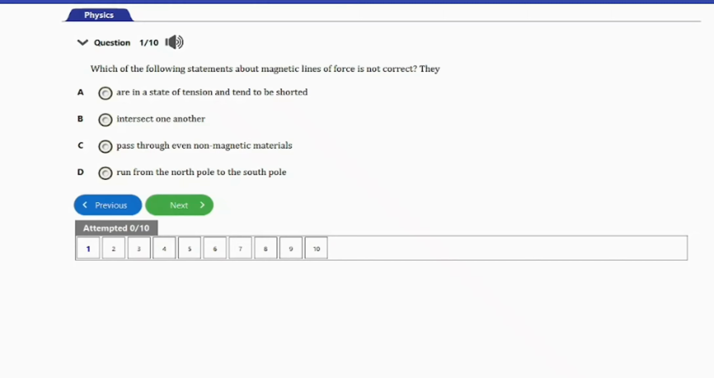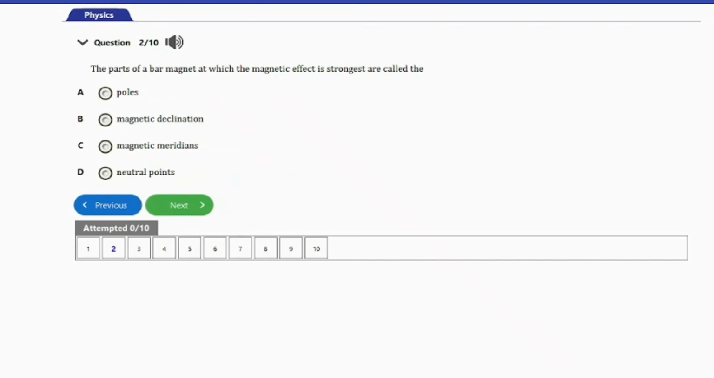It says, which of the following statements about magnetic lines of force is not correct? They A. Are in a state of tension and tend to be shortened. B. Intersect one another. C. Pass through even non-magnetic materials. D. Run from the North Pole to the South Pole. The option here that is not correct is option B, intersect one another. The magnetic lines of force do not intersect one another, and as such, option B is the answer to this question. Let's go ahead and consider the next question.